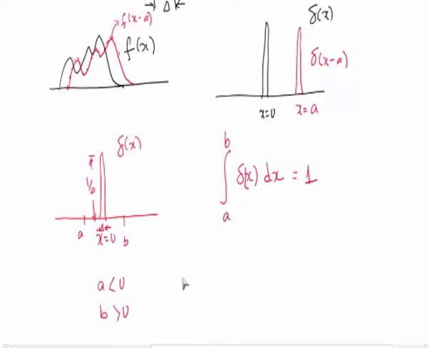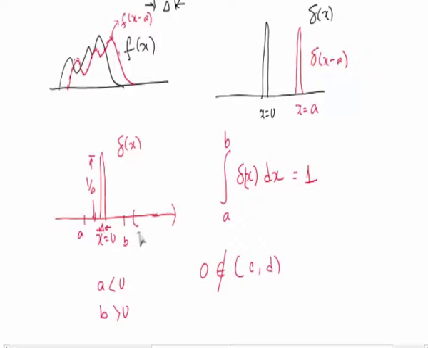If I take integration limits which do not enclose the function, so if 0 does not belong to the interval a to b, then what will happen? That means I am integrating delta of x between these two limits. Let us say I will call them c and d.